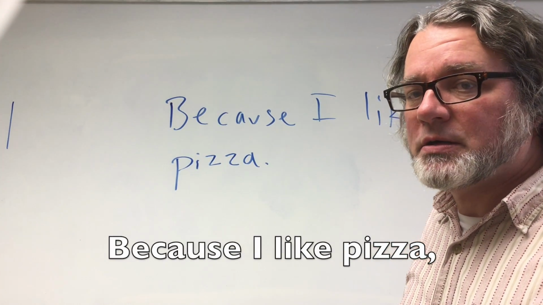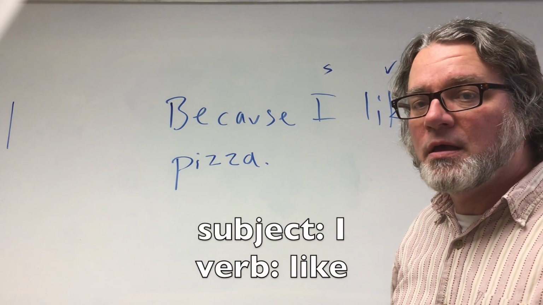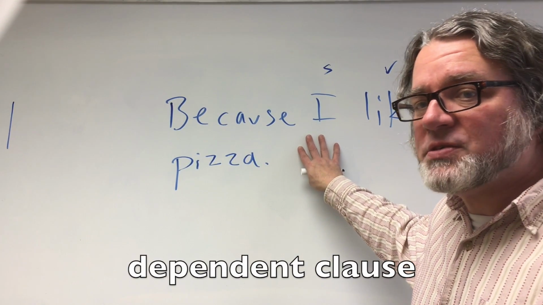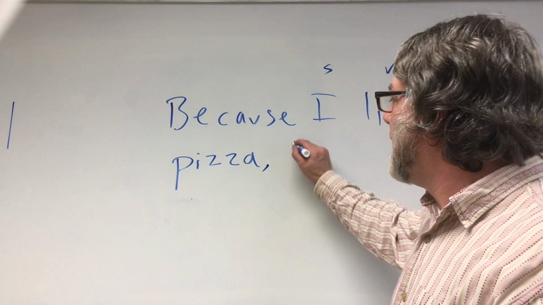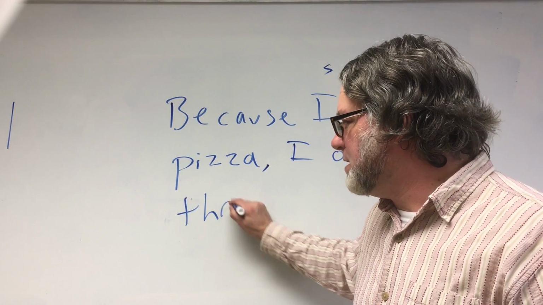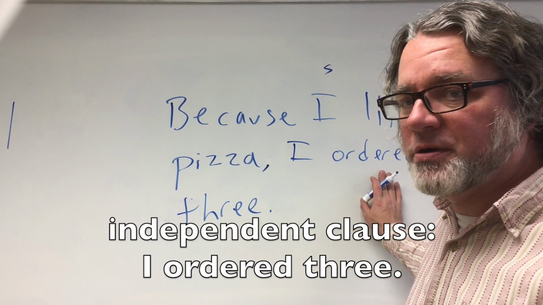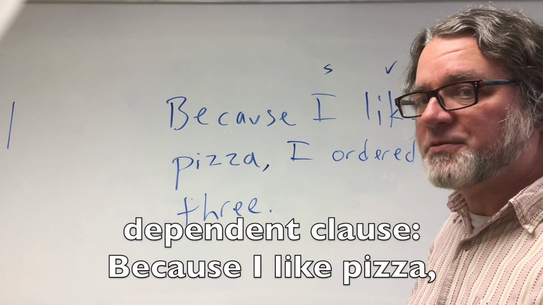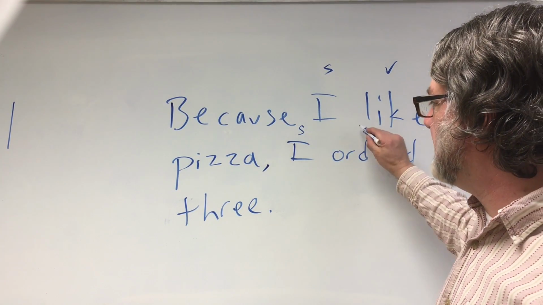Because I like pizza has a subject and a verb. In this case, this is a dependent clause. This needs additional information. Because I like pizza, I ordered 3. This is the independent clause, I ordered 3. And here's the dependent clause. You have 2 clauses here. This is the subject, this is the verb, this is the subject, and then this is the verb.